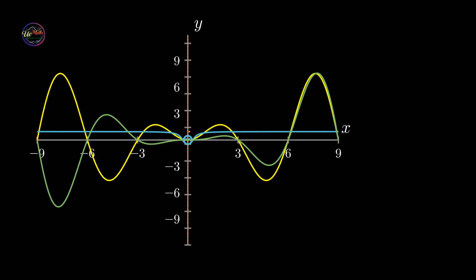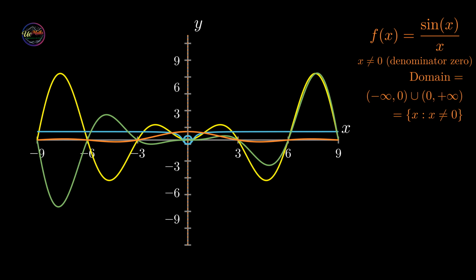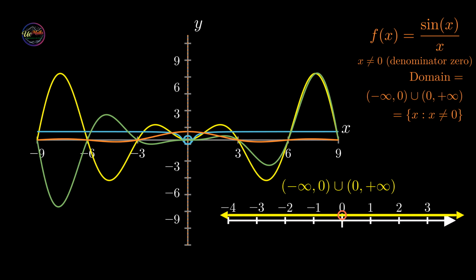The orange curve shows f of x equals sine of x divided by x. The denominator is x, which equals 0 when x equals 0. Division by 0 is undefined, so x equals 0 must be excluded. The sine function is defined for all real numbers. Therefore, the domain is all real numbers except x equals 0. Domain equals the union of the open interval from negative infinity to 0 and the open interval from 0 to positive infinity.